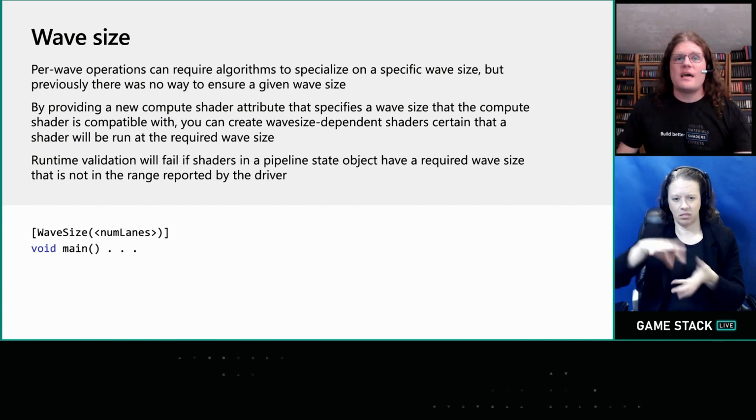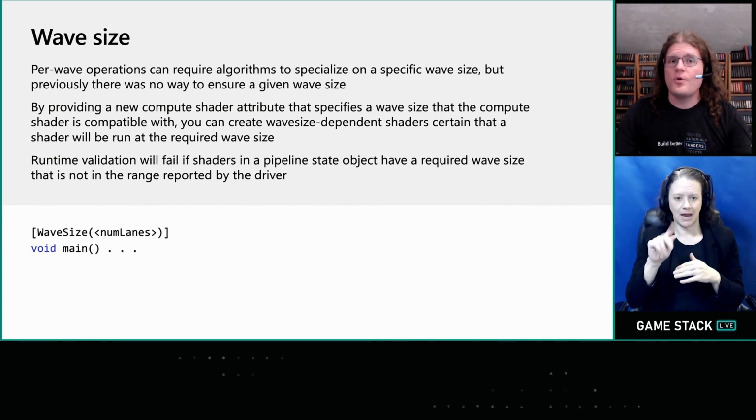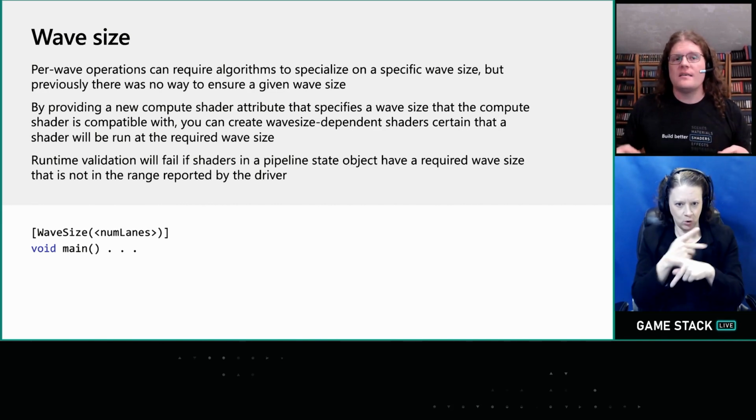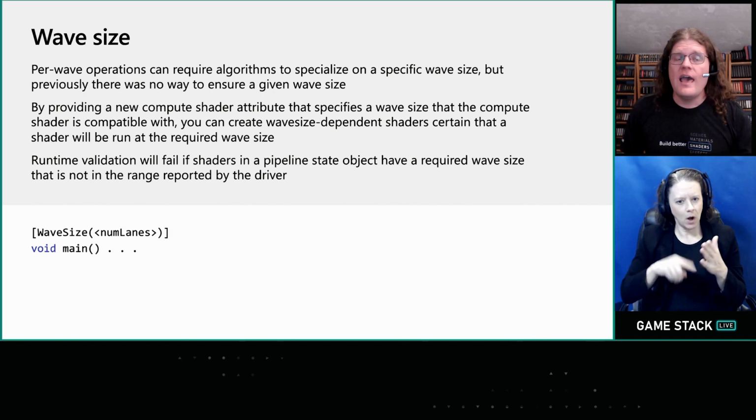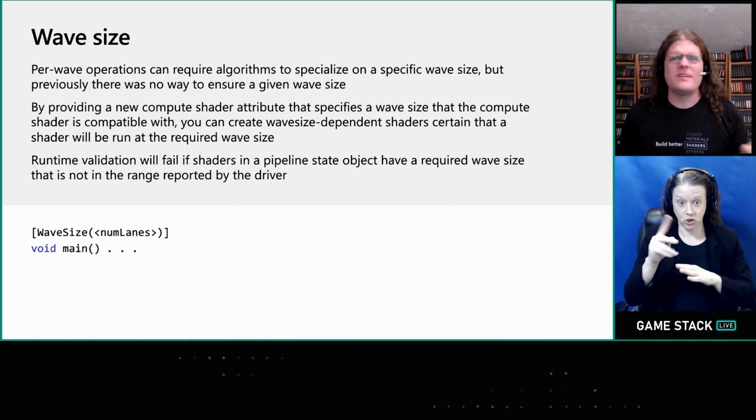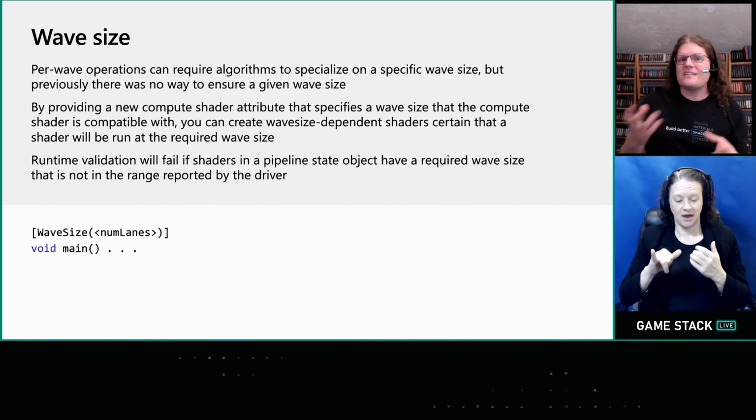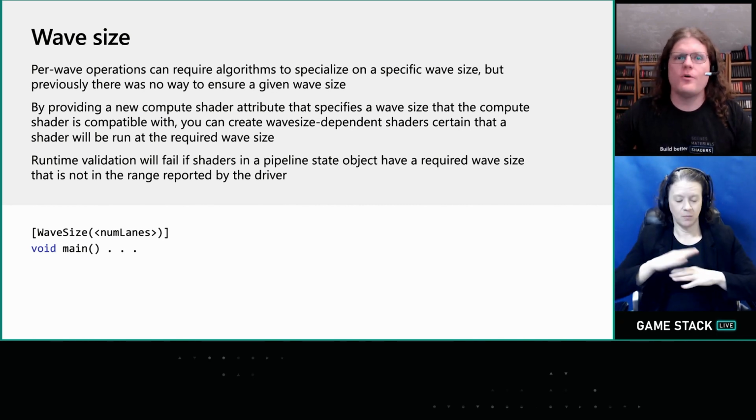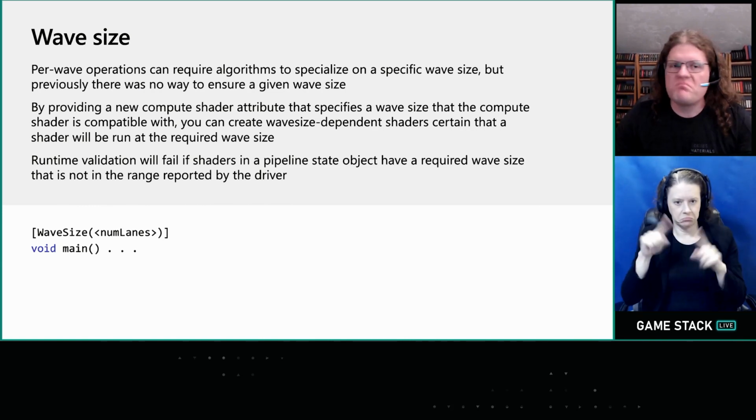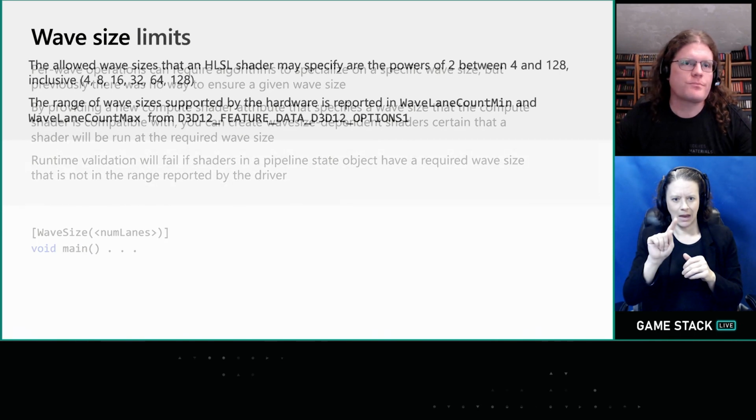So this solves that problem by providing an attribute that you can specify for the entry point of a compute shader in order to say what wave size this shader is designed for. And if you try to load this shader into a pipeline on a platform that doesn't support that wave size, you're going to get a validation error and it's going to fail. Ideally, that won't happen because you'll query it before, and we're going to get into the query in a minute. But here we see some example code, just very simple. It's an attribute. You put it before the main entry point.